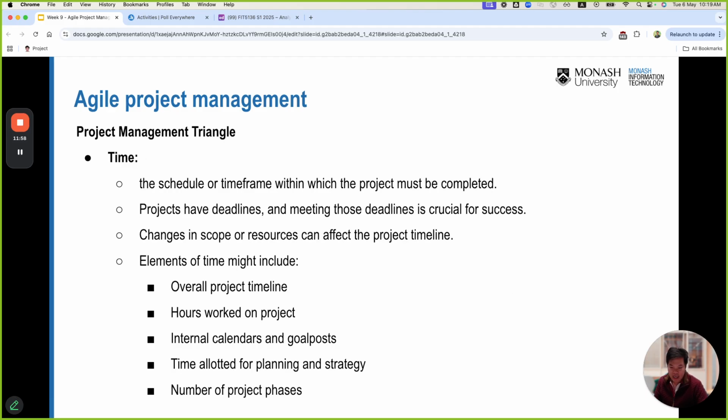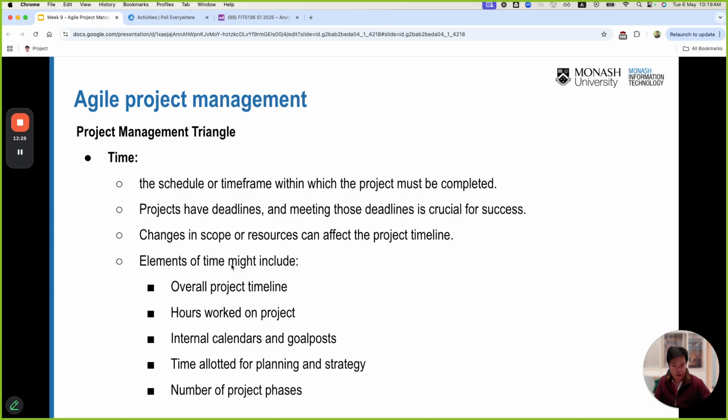And in terms of the time, time is about the time frame or the schedule. When do you need to deliver the project? When is the deadline? You should know this in advance. That means you can manage the project really well. If you don't know when you should deliver the project, then you can just keep doing it until the end of the year, right?